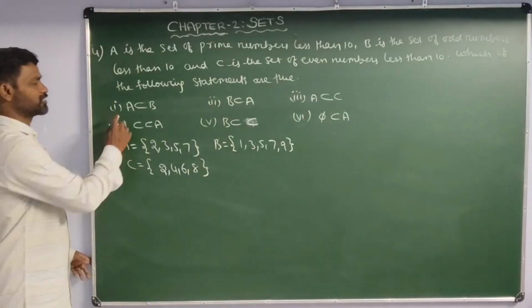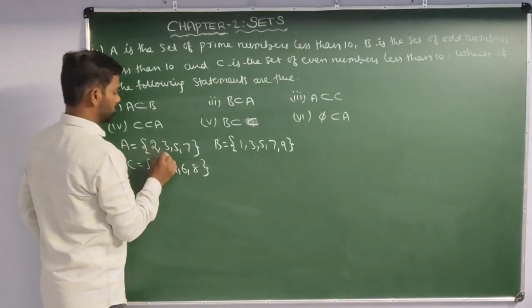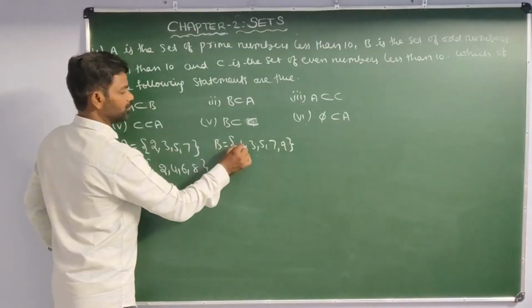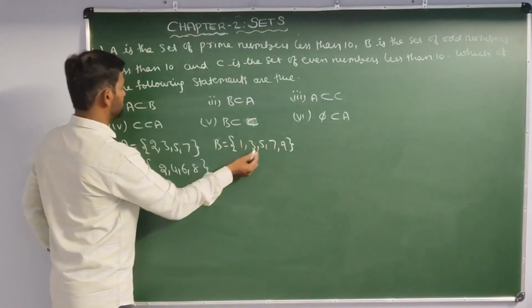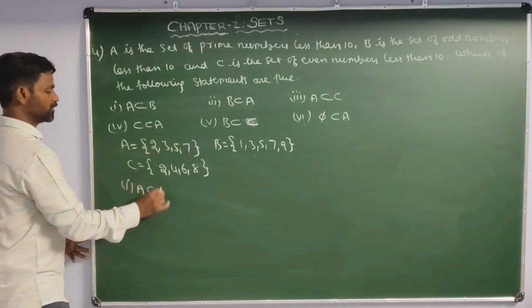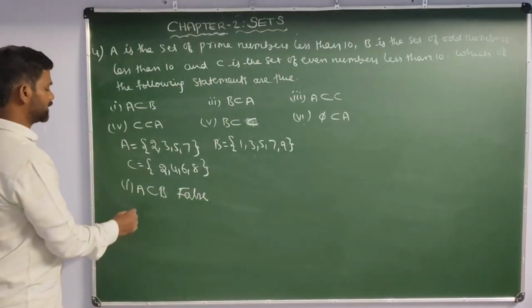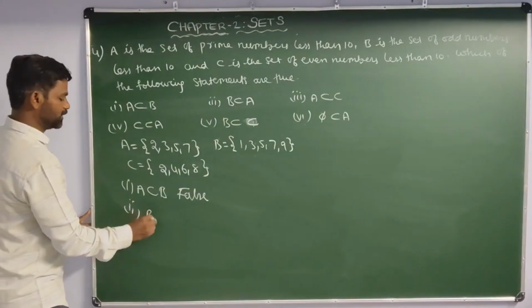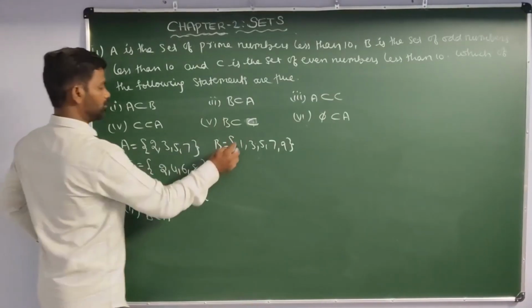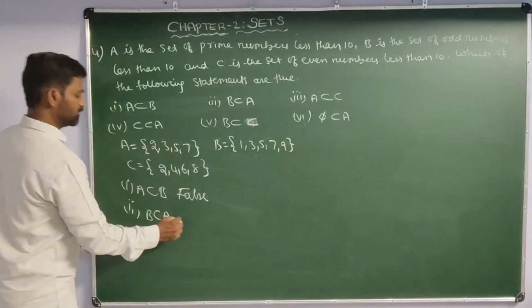Now observe the first one. A is a subset of B. Is A a subset of B or not? 2, 3, 5, 7 and 1, 3, 5, 7, 9. But 2 is not there. Therefore, this is false. Second one. B is a subset of A. What are the elements of B? 1, 3, 5, 7, 9, and A is 2, 3, 5, 7. This is also false.